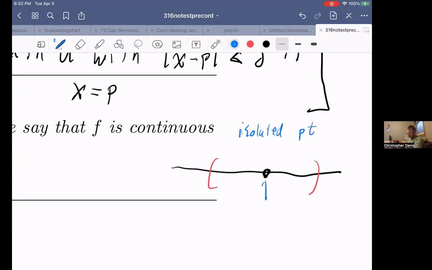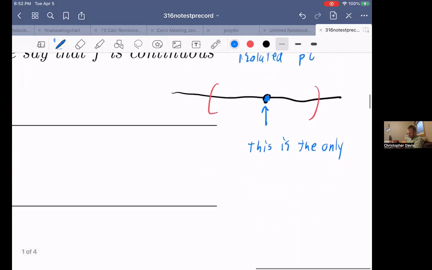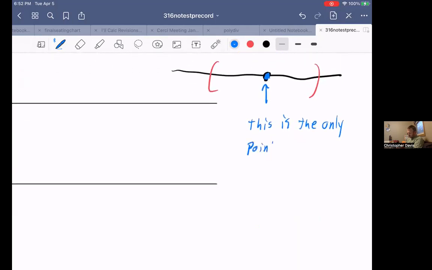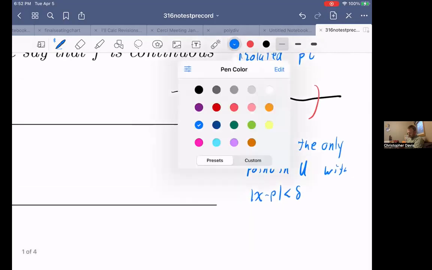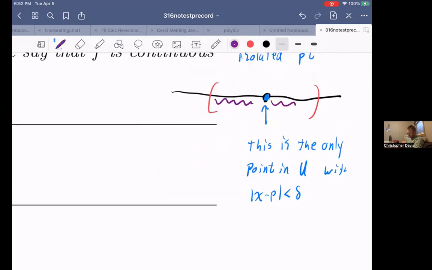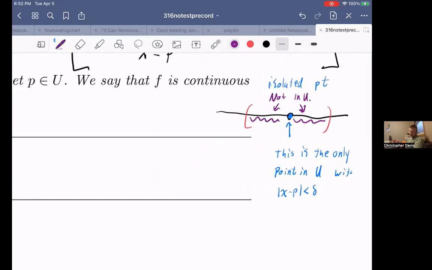So a point is isolated if this point itself is the only point in U with that property. So all of these other points cannot be in U, and hence it is isolated. It does say that this point P is in U, but it doesn't have any neighbors that are also in U.